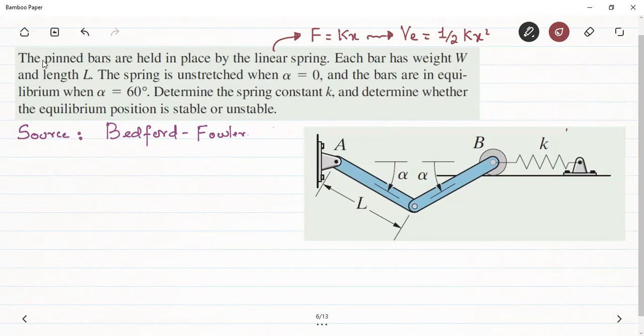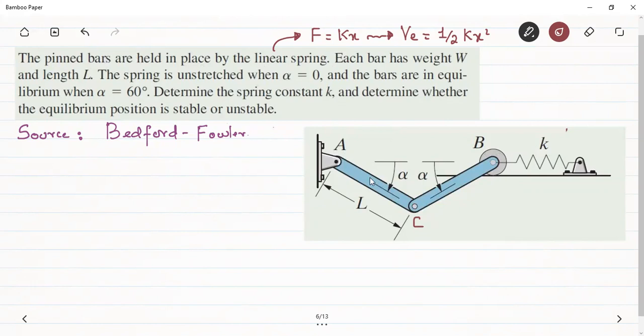Now again, reading the question, the pinned bars are held in place by the linear spring. So there are two bars. Let's take this to be C. The two bars AC and BC are pinned at point C. The end A of the bar AC is hinged, and the end B of the bar BC is connected to a roller, which is further connected to a spring, the linear spring having a spring constant of K. The spring is unstretched when alpha is equal to zero.